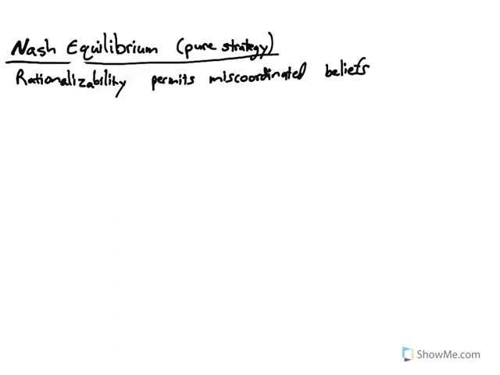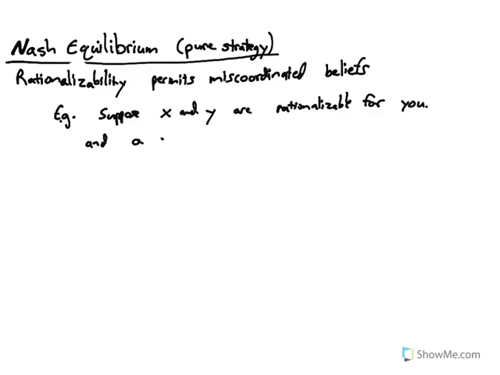Okay, so rationalizability isn't enough to get rid of what we call strategic uncertainty. You're not sure what strategy everyone else has adopted. So, for example, suppose X and Y are rationalizable for you, and A and B are rationalizable for me. Our strategy space, whatever it was, has been reduced to a rationalizable set of just two strategies for each of us.